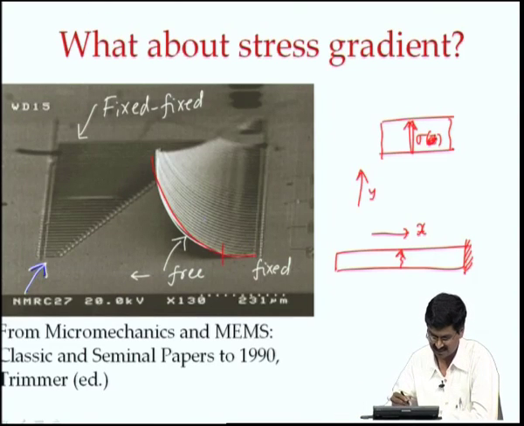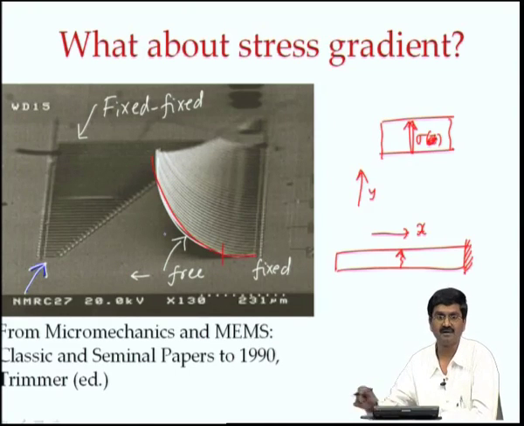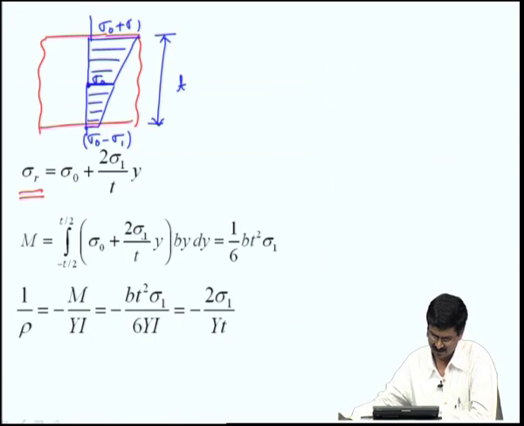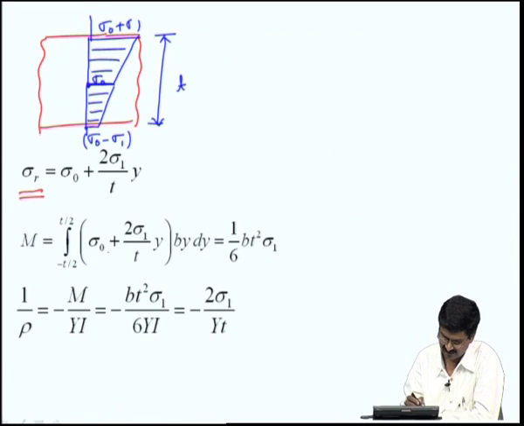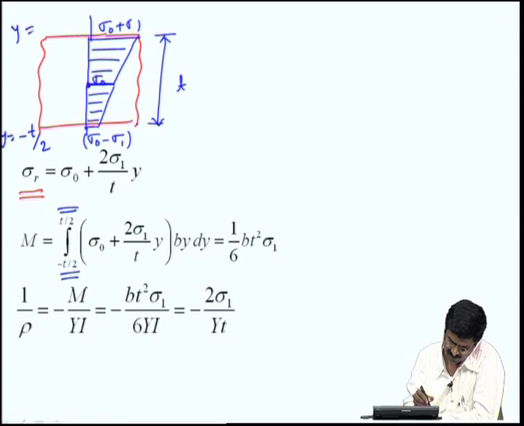When there is residual stress, it actually makes this cantilever beam bend or curl as shown here. That equivalent bending moment can be calculated by taking the moment of this sigma naught plus 2 sigma 1 by T y, which we have shown here, integrated from minus T by 2 to plus T by 2, that is from here to there. So, this level is y equal to minus T by 2, and this level is y equal to plus T by 2.